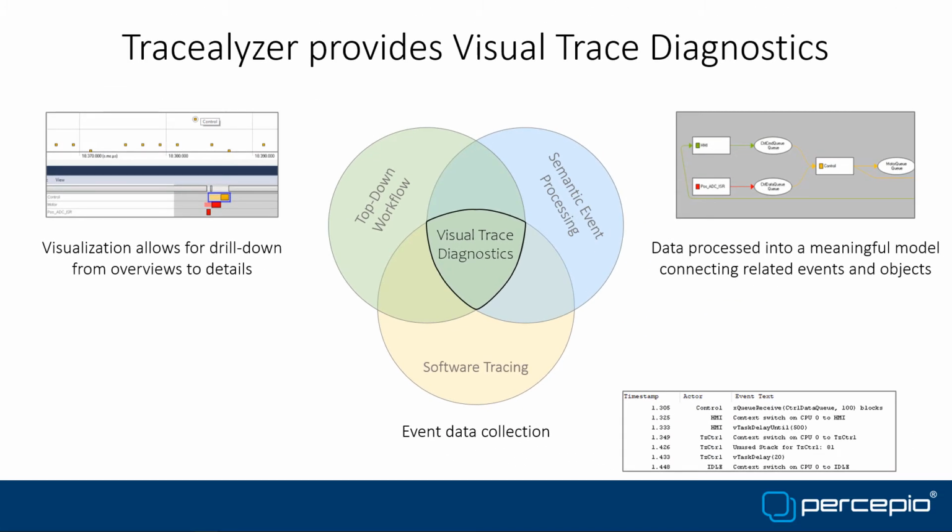The human brain is visual and excellent at pattern recognition. We can leverage that by showing visual overviews from different perspectives. By connecting the views, we allow for a top-down workflow that is ideal for system-level analysis. Spot anomalies in high-level overviews and drill down to inspect the details. We call this Visual Trace Diagnostics.